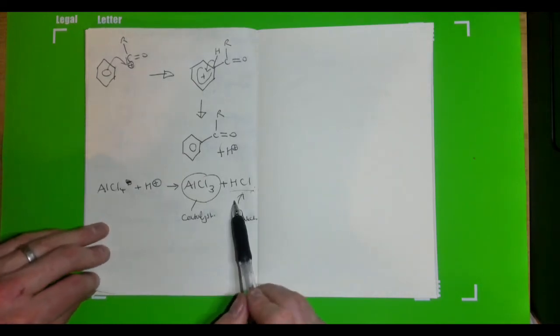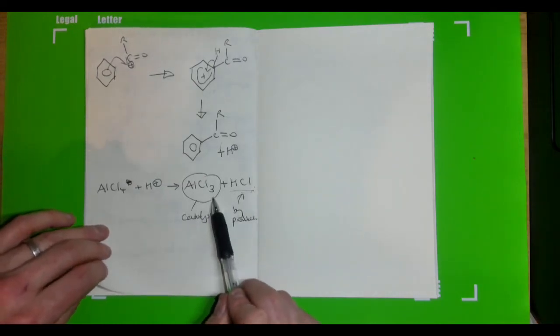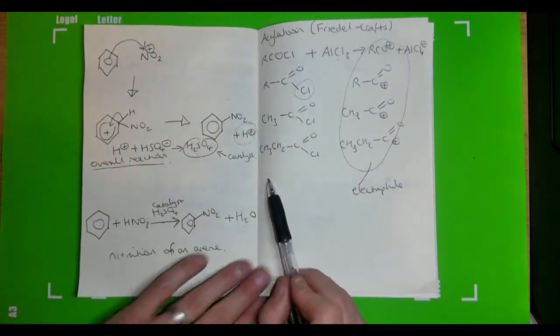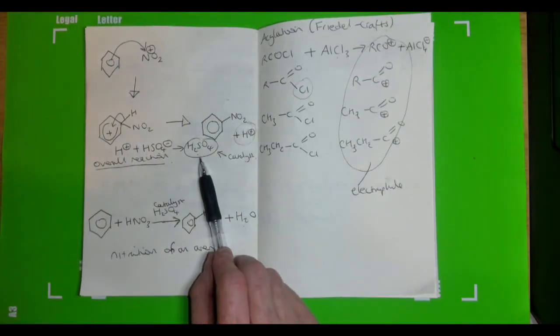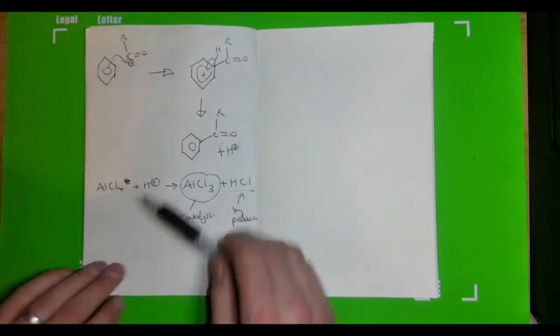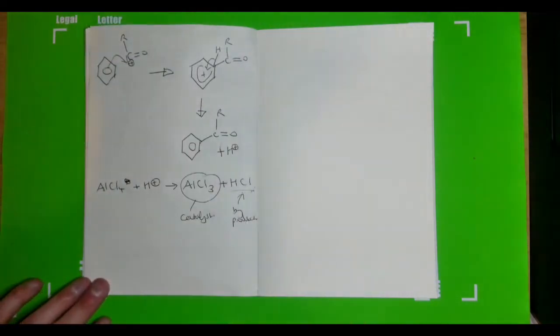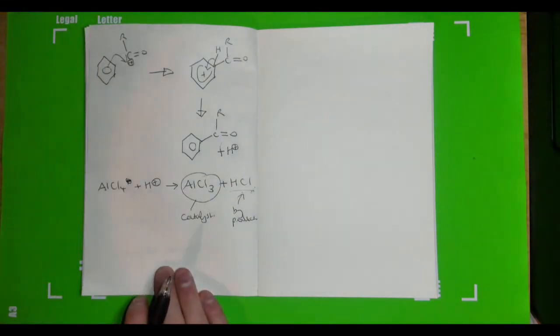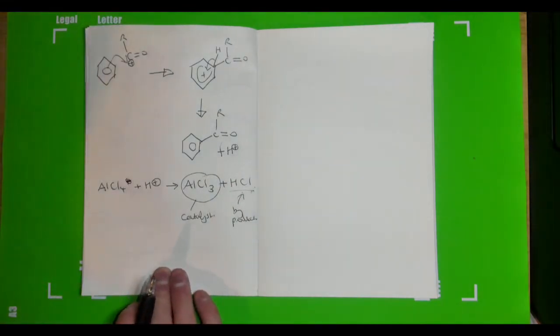In the acylation reaction, the catalyst is AlCl3. In the nitration reaction, the catalyst is H2SO4. So there are similarities there, and the mechanism is more or less the same thing. It's the same idea. So let's write down the overall reaction for this.